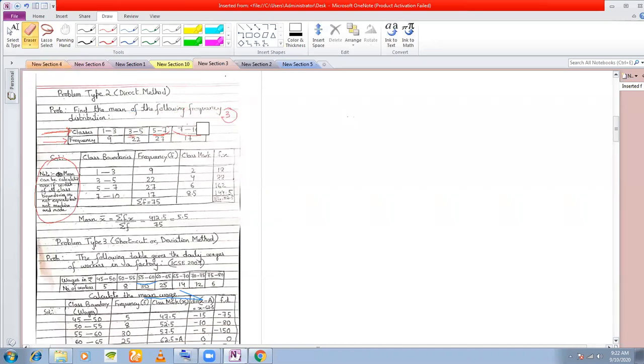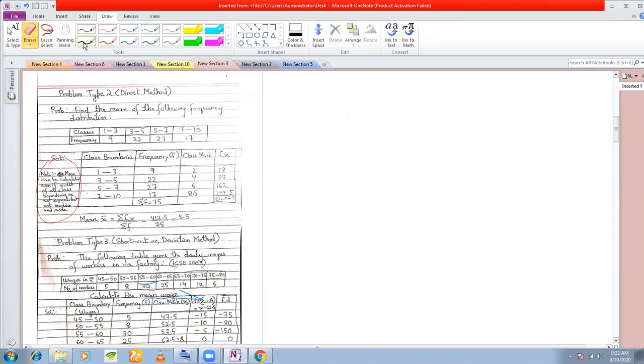So we calculate as normal. And how do we calculate? The first column that we make here is for class boundaries. These are all overlapping, so we call them class boundaries. So 1 to 3, 3 to 5, 5 to 7, 7 to 10 as given in the question. The next column is for frequency, F. And we write down all the frequencies. First frequency 9, 22, 27, and then 17.